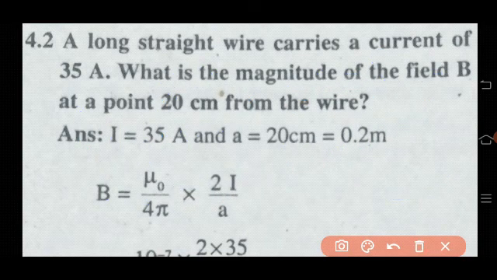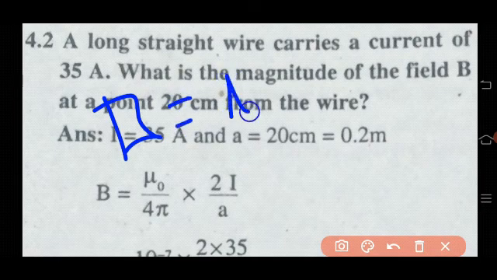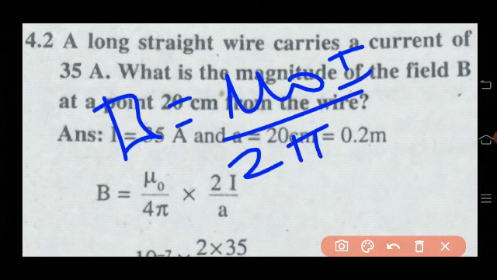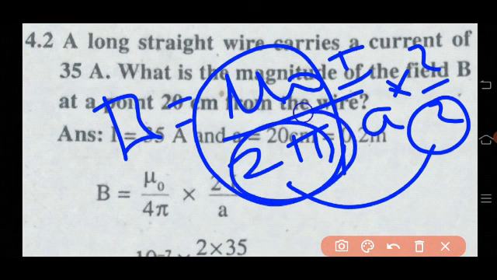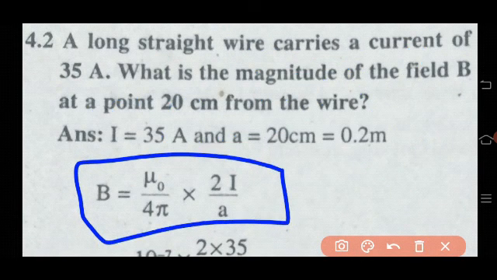So the equation is B equal to mu naught I by 2 pi into A or R. Here A is the radius. Now just convert this equation to mu naught by 4 pi. What you have to do is divide and multiply by 2. So you will get mu naught by 4 pi into 2I by A. This is the equation we have to use in this problem.